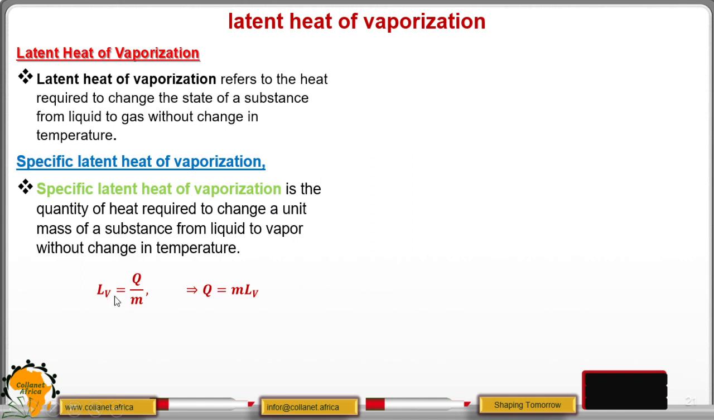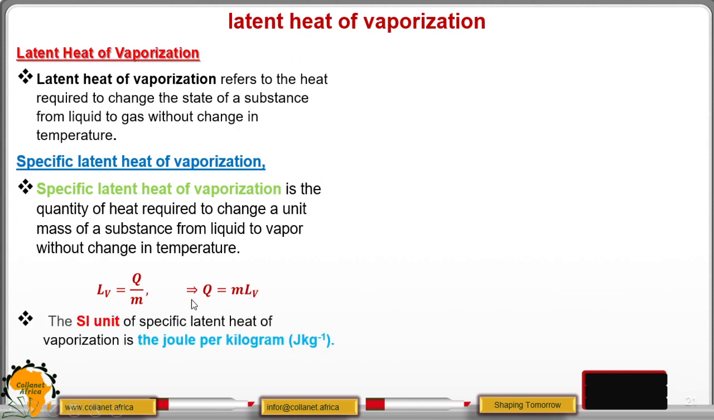So it implies that mathematically our specific latent heat of vaporization will be given by Q over M, which implies that Q is equal to mass times specific latent heat of vaporization. From here, we can get the SI unit, because the SI unit will be given by the SI unit of heat divided by the SI unit of mass, which is joules per kilogram.